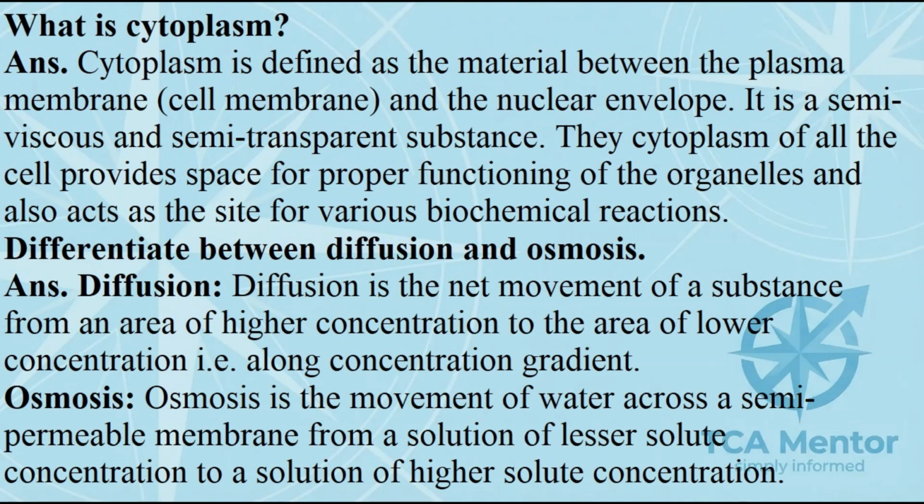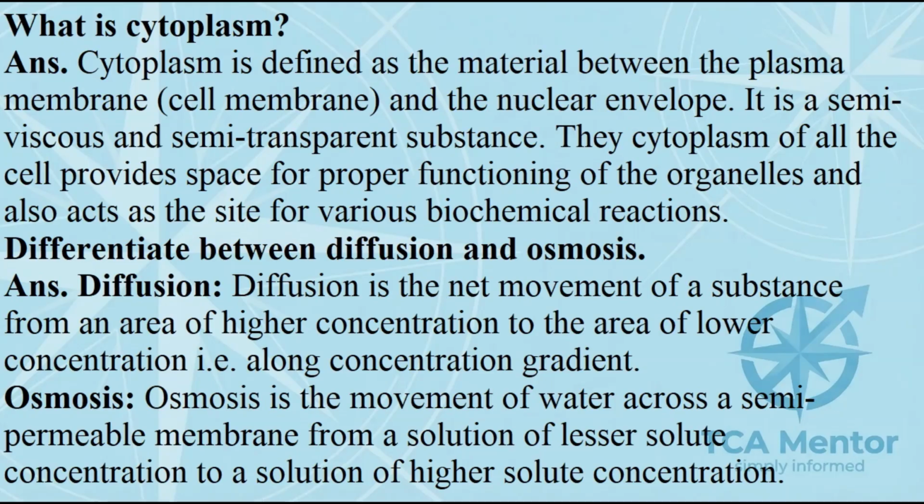What is cytoplasm? ANS. Cytoplasm is defined as the material between the plasma membrane, cell membrane, and the nuclear envelope. It is a semi-viscous and semi-transparent substance. The cytoplasm of all the cell provides space for proper functioning of the organelles and also acts as the site for various biochemical reactions. Differentiate between diffusion and osmosis.